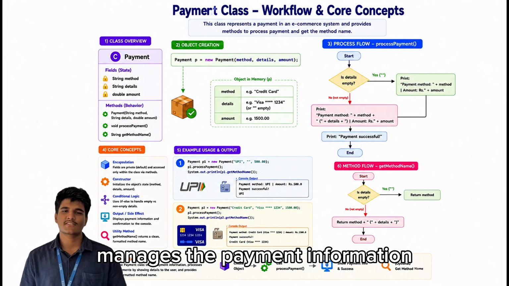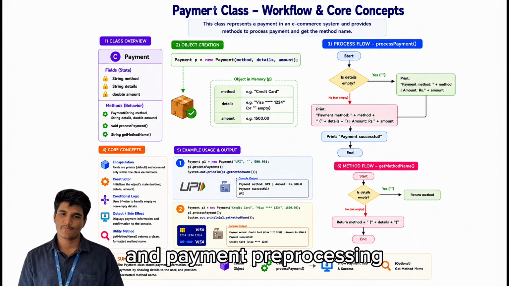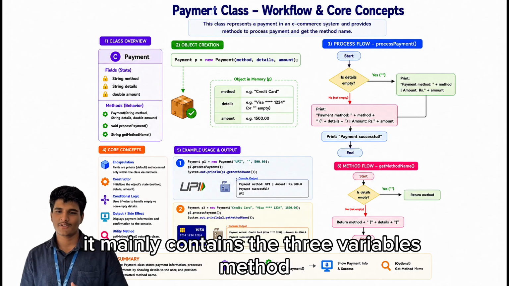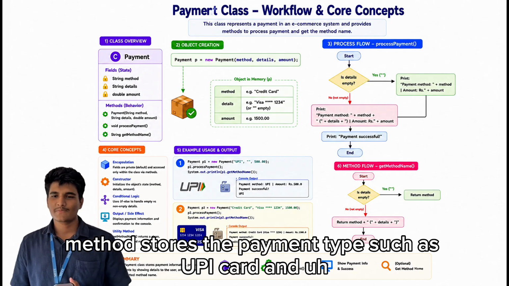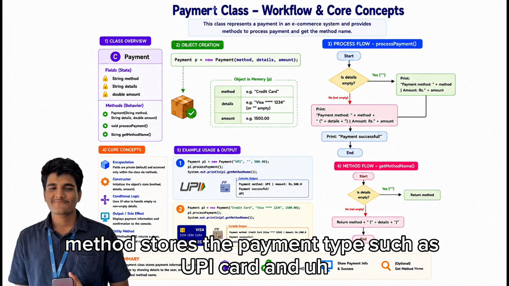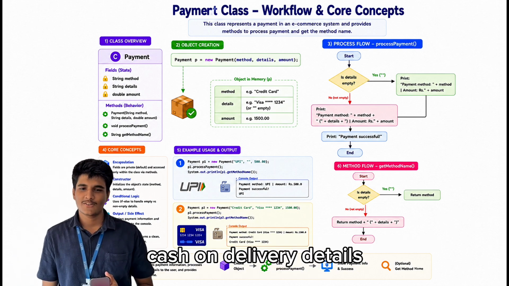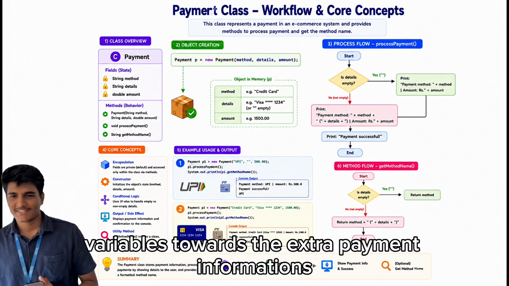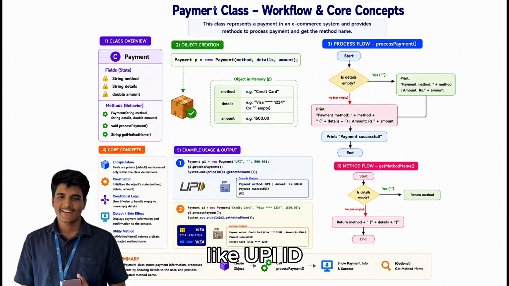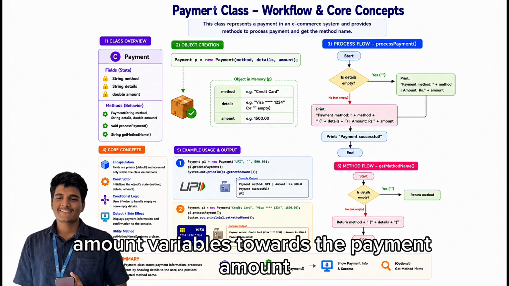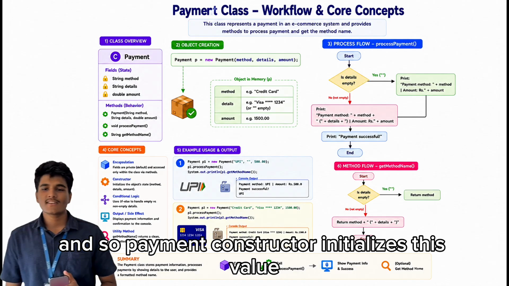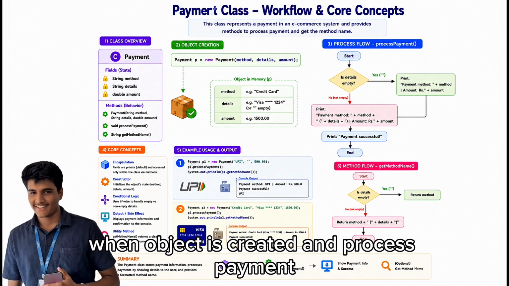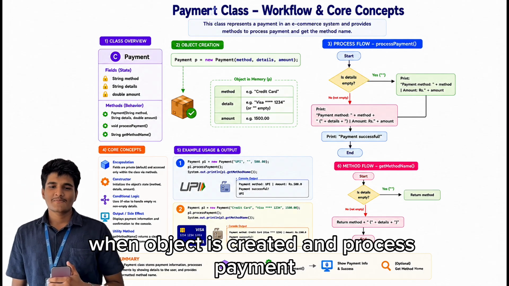This class manages the payment information and payment processing. It mainly contains 3 variables: method, details, and amount. Method stores the payment types such as UPI, card, and cash on delivery. The details variable stores extra payment information like the UPI ID. The amount variable stores the payment amount, and the payment constructor initializes these values when the object is created.